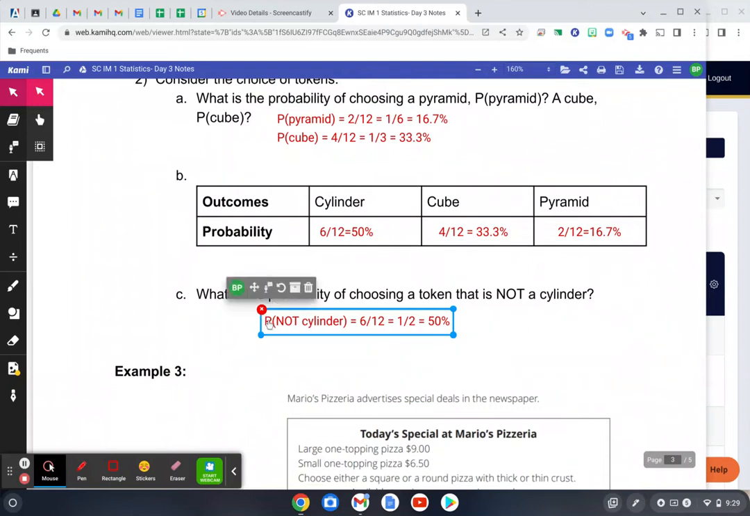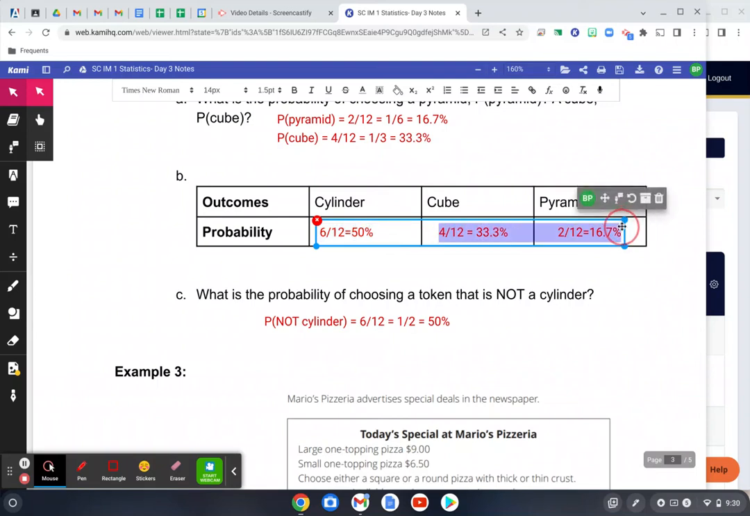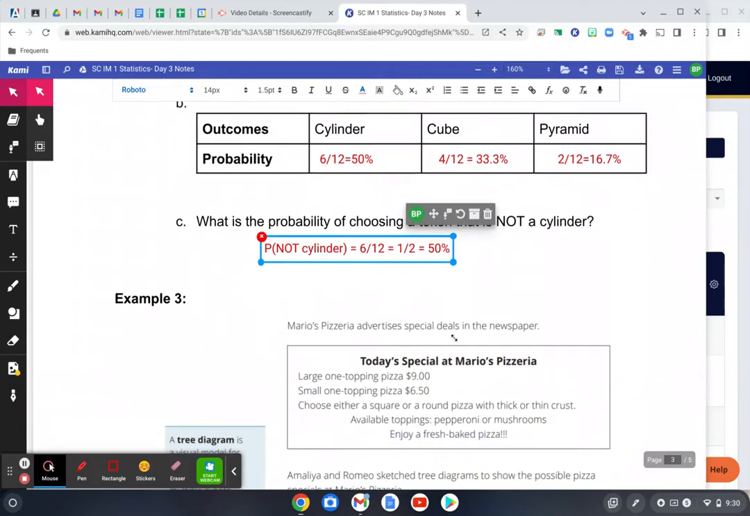Now here is a complement problem again. What is the probability of choosing a token that is not a cylinder? That's going to be 6 out of 12. Not a cylinder would be either a cube or a pyramid. That is 4 events and 2 events, so that's going to be 6 out of 12, or 50%.